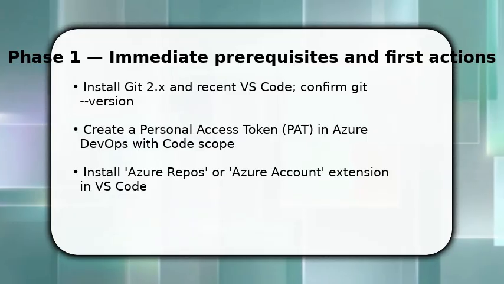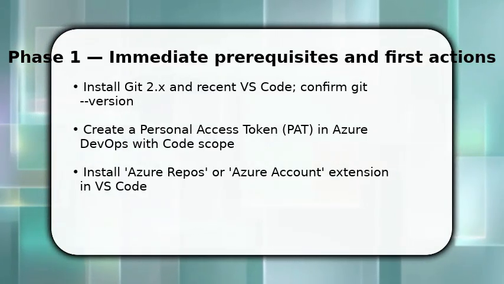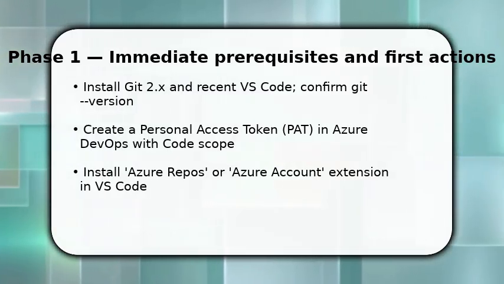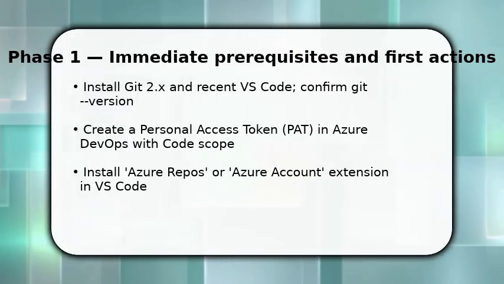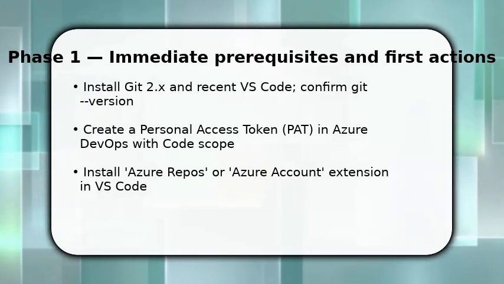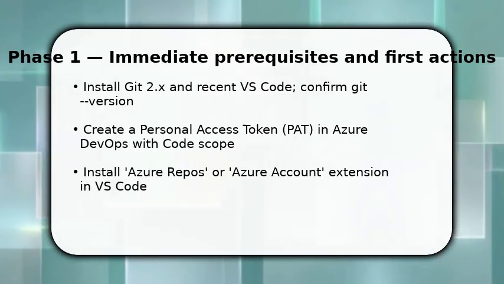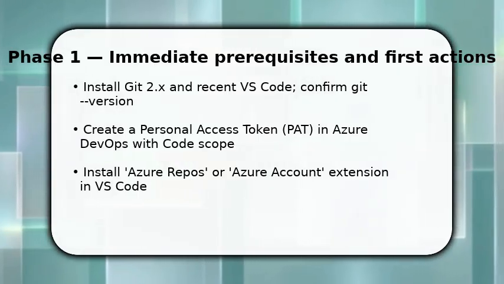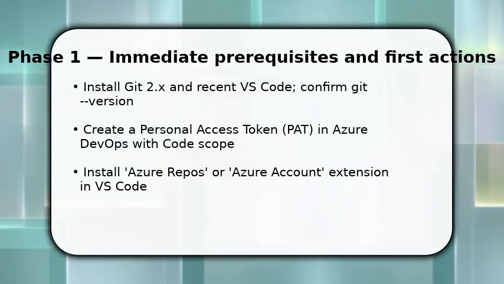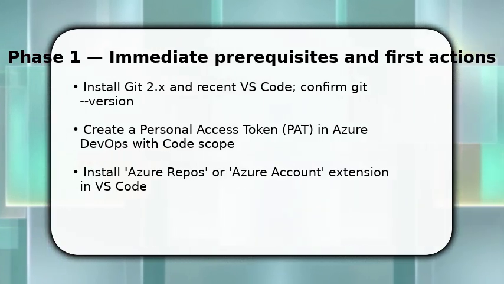You start by confirming prerequisites: Git and VS Code installed, plus the Azure Repos extension. This lets VS Code speak Git and Azure DevOps. Once done, create a personal access token with the code scope. It's simpler than SSH for initial setup and explicit for permissions. Then, sign into the Azure account extension using the PAT when prompted. This stores credentials securely. These steps get you authenticated and ready to clone or connect to a remote repository immediately.